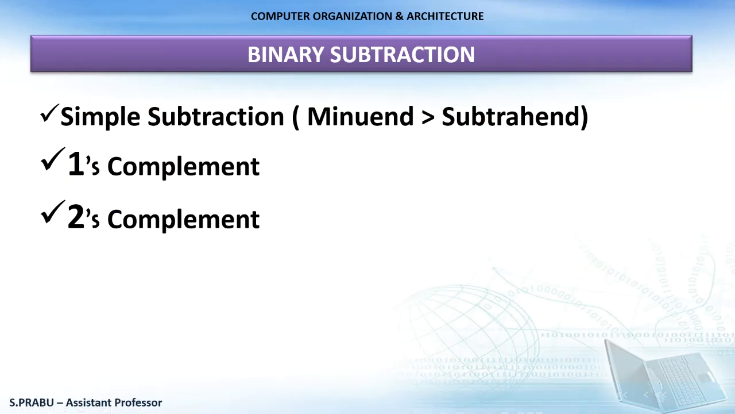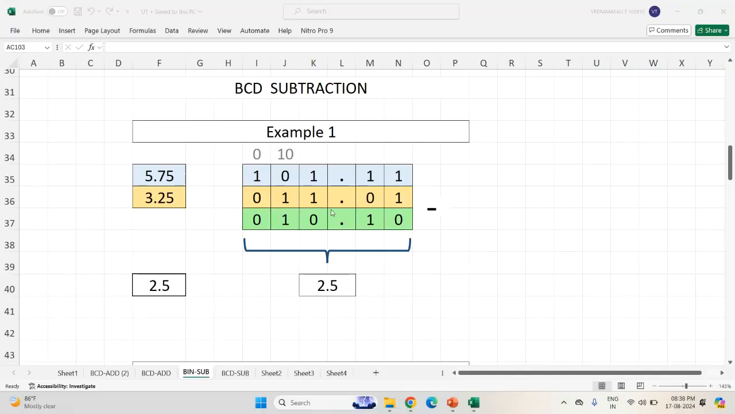Let's see the binary subtraction involving the fractional numbers. In this example, I am going to subtract 11.01 from 101.11. These are all the decimal equivalent for these two numbers. This is for cross-checking purpose only. You can do the subtraction operation directly from these two numbers. 1 minus 1, 0. 1 minus 0, 1. You can add the dot.